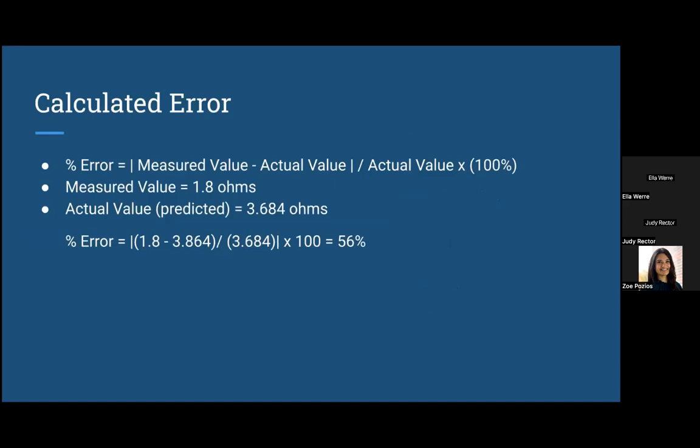In order to quantify our error, we calculated the percent error by taking the measured value, subtracting the actual value, and then dividing it by the actual value. Our measured value was 1.8 ohms, and our actual value, which was predicted based on the pre-lab, was 3.684 ohms. The percent error was found to be 56%.